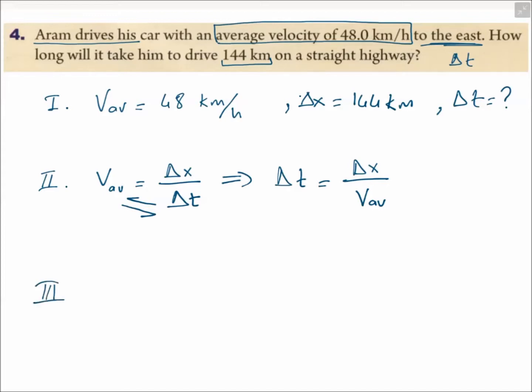In the third step, only substitution. Delta t equals delta x over v average, and delta x is 144 over v average 48, so it's going to be 3 hours.